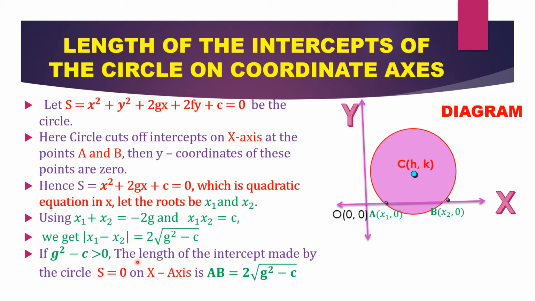Now if g square minus c is greater than 0, the length of the intercept made by the circle S equals 0 on the x-axis is AB equals 2 square root of g square minus c. That is the length of AB.